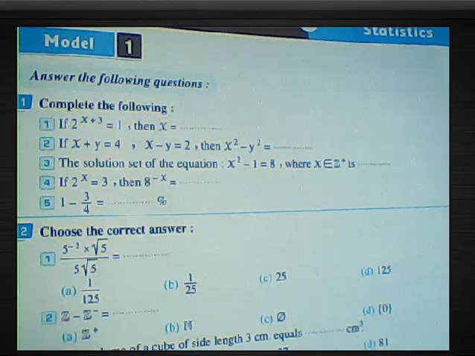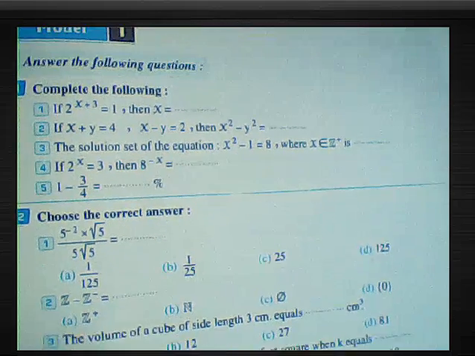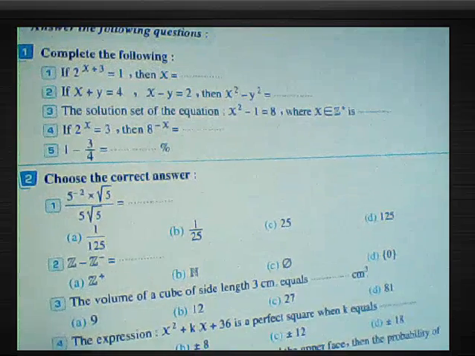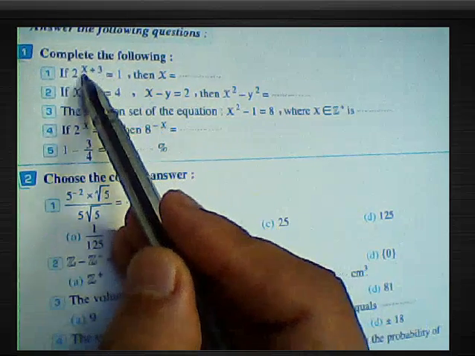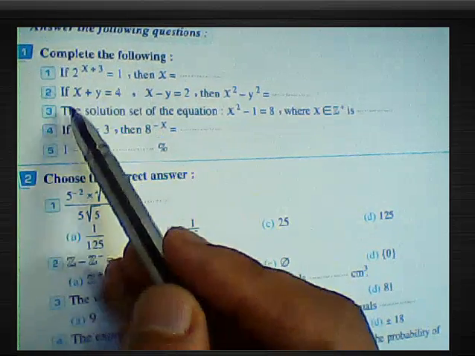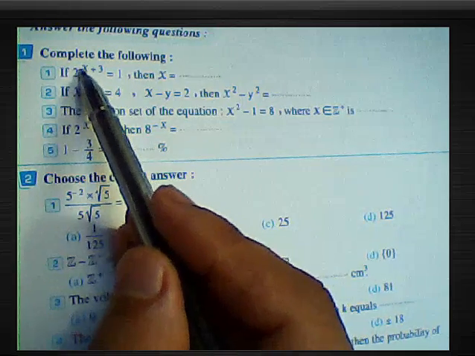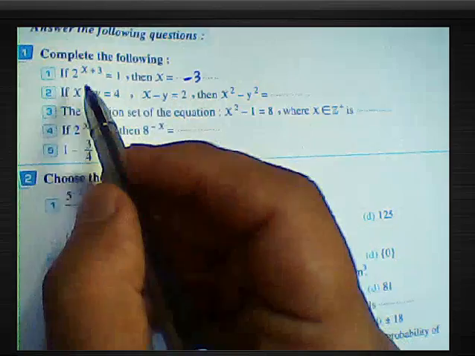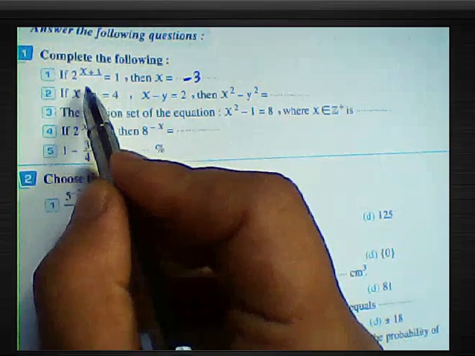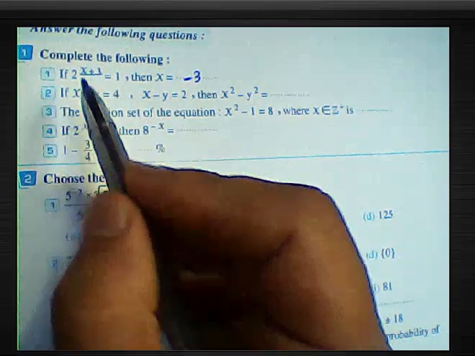Today we will solve a lot of questions in mathematics without using a calculator, okay? Look with me at question number 1. If 2 power x plus 3 equals 1, then x equals negative 3, because 2 power 0 equals 1. So we write negative 3 in the space, and negative 3 plus 3 equals 0.